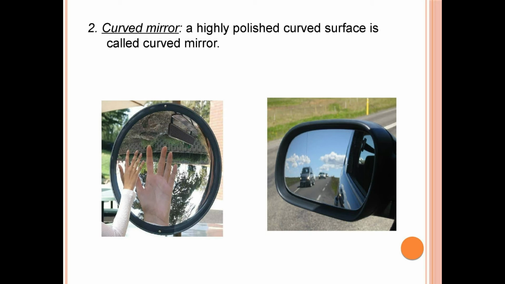Number two is curved mirror. A highly polished curved surface is called a curved mirror. As you can see, there are two figures shown here. In the first figure, our hand looks very big, while in the second figure, the big object can be seen in a small mirror. This is because of the curved mirror. The first is called a concave mirror, and the second is called a convex mirror.